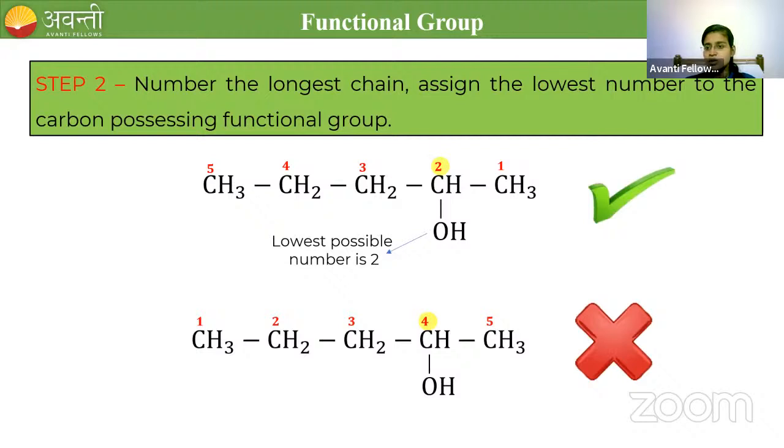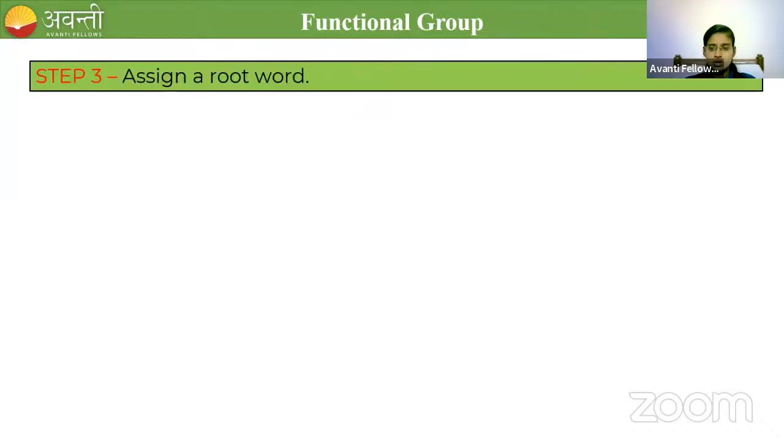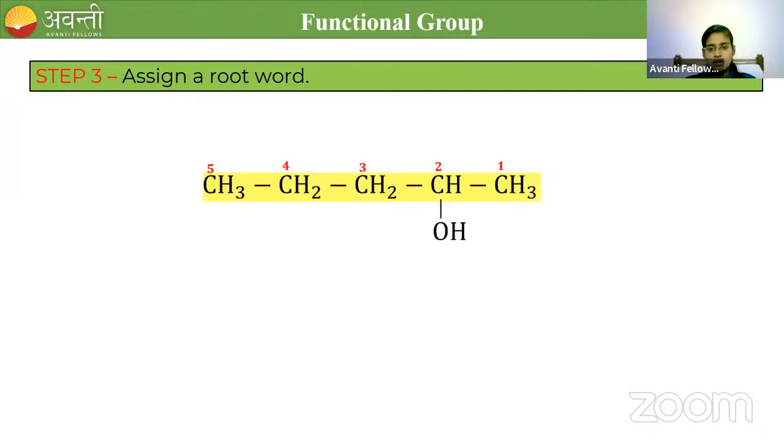Is it clear up to this for all of you? Shall I go for step number 3? Yes. So in step number 3, you have to assign a root word. You all know what is a root word, right? So in the parent chain, we have 5 carbons, no? So what is the root word? Tell me, what is the root word?